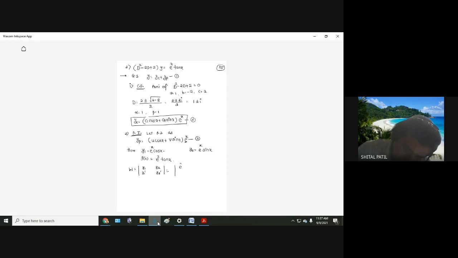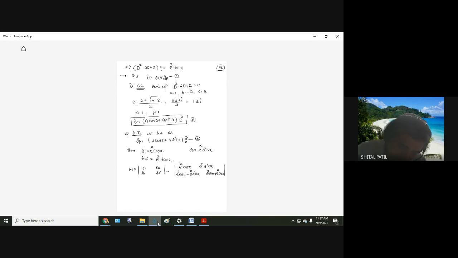e raised to x cos x, e raised to x sin x, their derivatives. The derivative of e raised to x is e raised to x. For e raised to x sin x, we have to use the product rule. The derivative of e raised to x is e raised to x, times sin x as it is, plus e raised to x as it is times the derivative of sin x, which is cos x. And then we have to obtain the determinant.